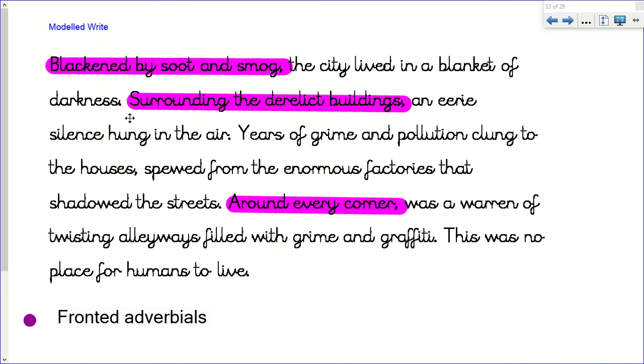And then when you have finished, when you've improved it and you're really happy with it and you've checked it through and you've punctuated it correctly, you've read it through, it makes sense, then could you take a picture please and upload it to Class Dojo. And that's it for now.